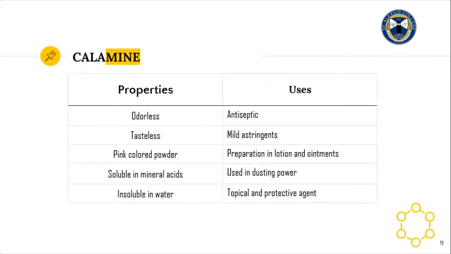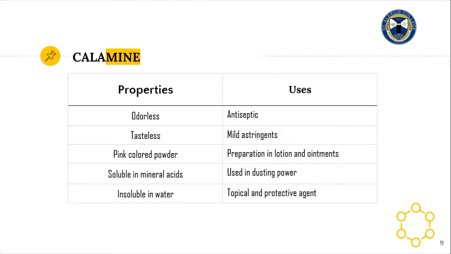The properties or the physical characteristics of calamine: it is an odorless, tasteless, pink-colored powder, and soluble in mineral acid. So mineral acids are commonly known, for example, as sulfuric acid and hydrochloric acid, that tend to be very soluble in water and insoluble in organic solvents.